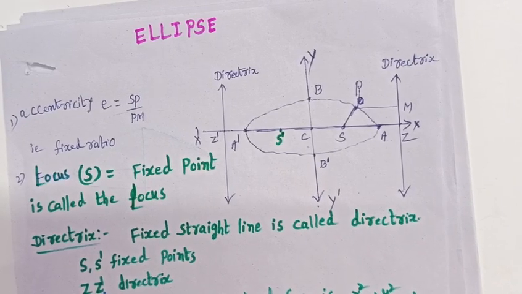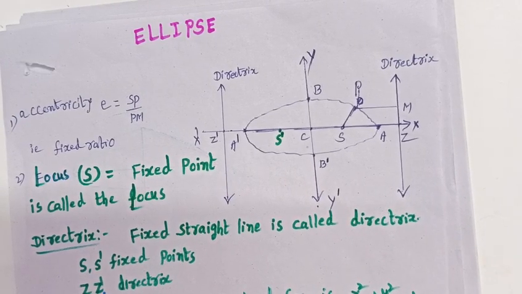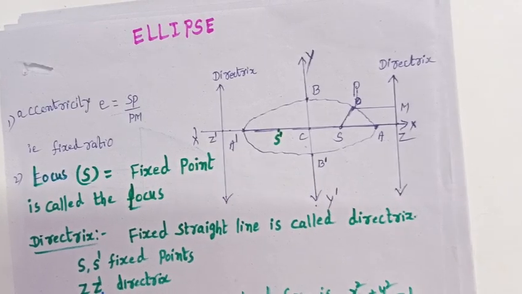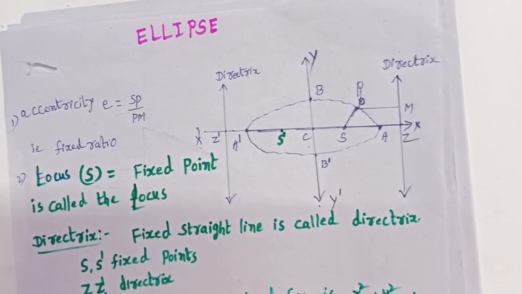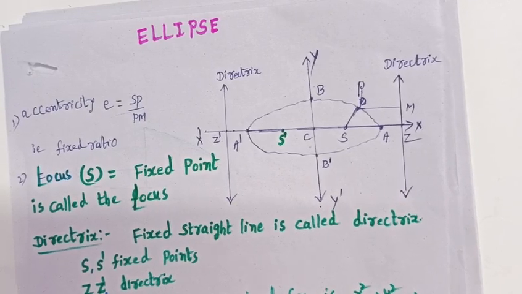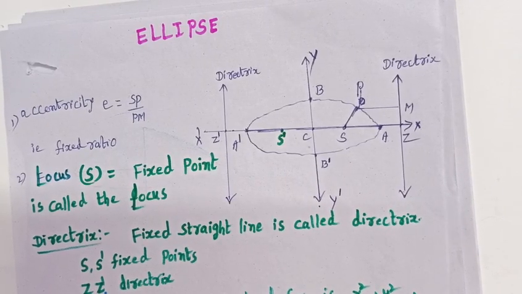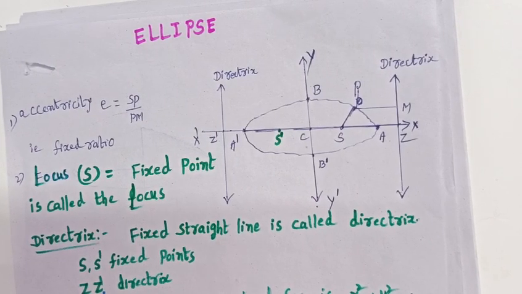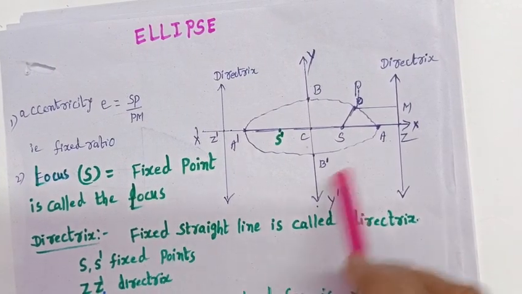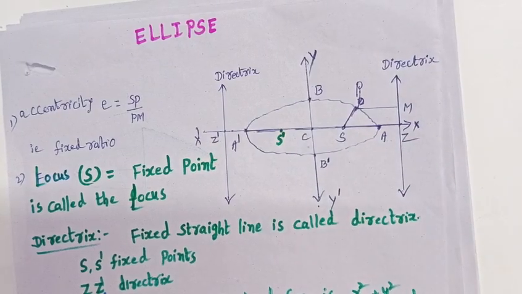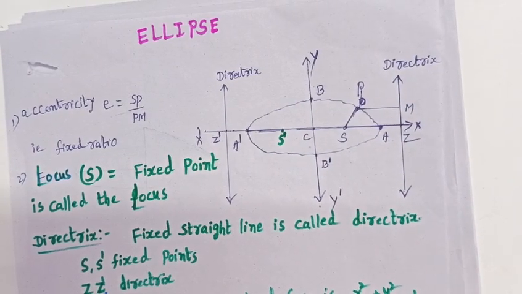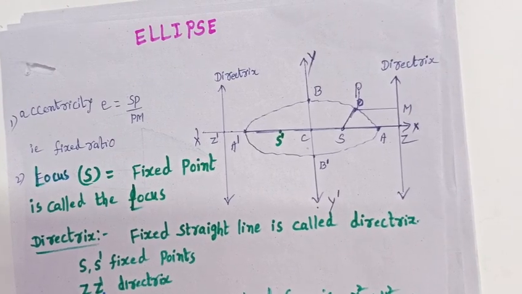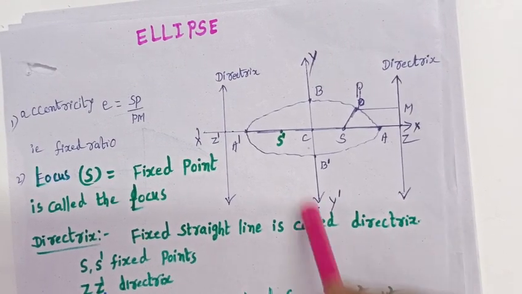This is like the intercept formula, x by a plus y by b equals 1. In the same way, the ellipse standard equation is x square by a square plus y square by b square equals 1. In this case, a is greater than b. How can you say a is greater than b? a means the length of the major axis.